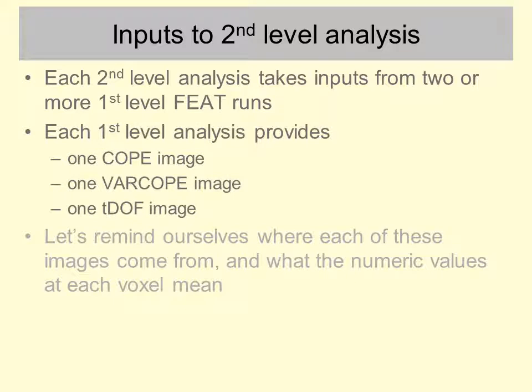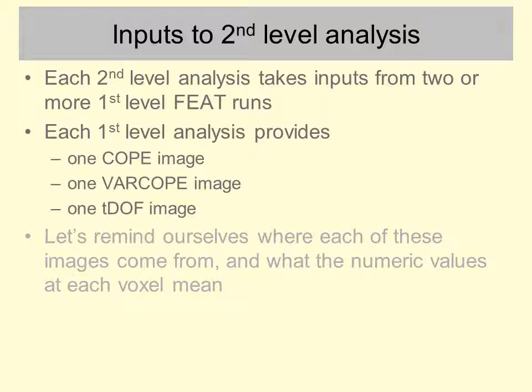So each first level analysis inside those folders provides a COPE image, contrast of parameter estimates image. We talked about words versus non-words on the last slide. Corresponding to that particular contrast of interest is a var COPE image, which is the error variance image from the first level. Remember, that's the variation in the BOLD signal over time that you were unable to model. So it's your estimate of error.